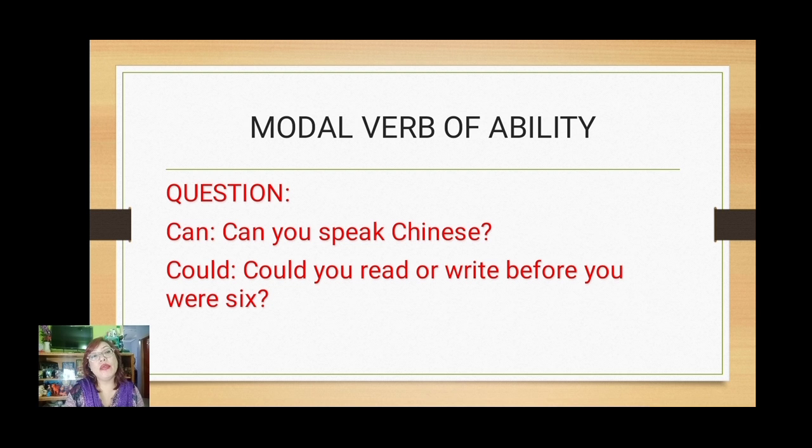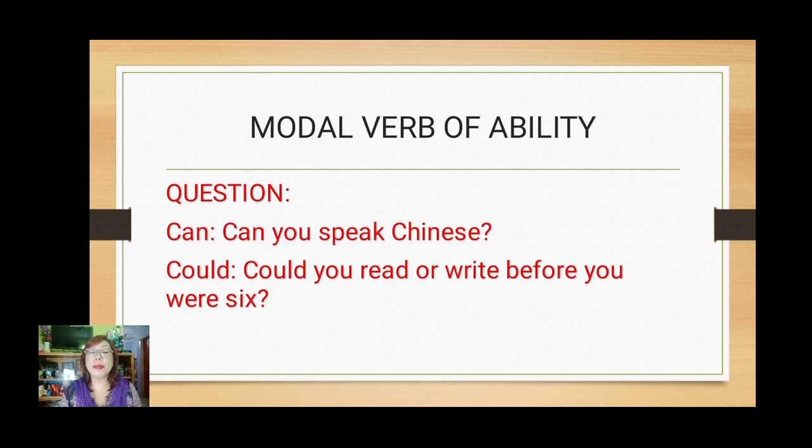Now, modal verbs of ability, the can and could, can also be changed into questions like this. You can see it on your screen. Can you speak Chinese? Now here, which is the verb? If they ask you to identify the verb in this sentence, you can easily identify the main verb is speak, right? But there is another verb which is helping the main verb to convey the meaning. Now which is that? Can you identify it?